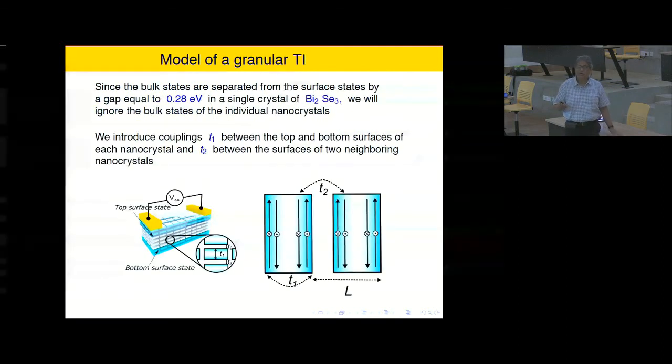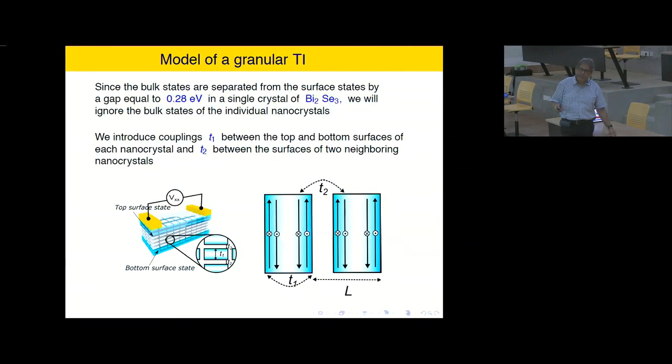Okay, so now I come to our model of a granular topological insulator. The first thing we do is that for the individual nanocrystals, the bulk states are separated from the surface states by this gap. So first thing we do is we ignore the bulk states of each nanocrystal. We just keep the surface states of the nanocrystals. Now this is a schematic picture of the system. You have all these grains in a regular array. The real system is not that regular, somewhat regular in this C axis, but not so regular in the XY axis. But this is our idealized model. So we just take a regular array of individual grains.